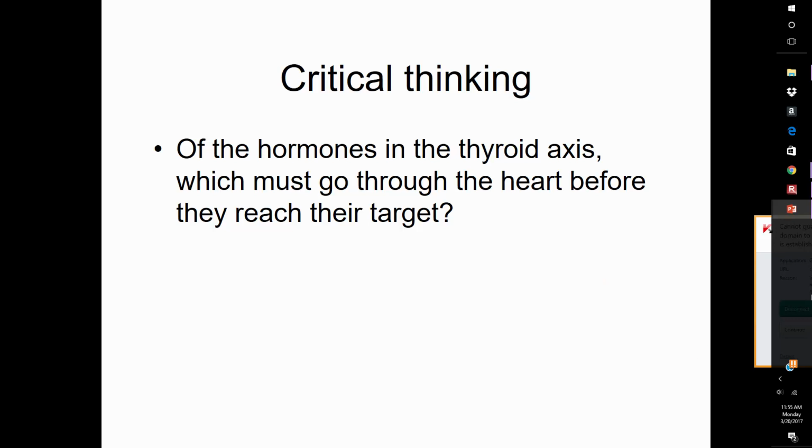So of the hormones in the thyroid axis, which must go through the heart before they reach their target? Well, TRH, how does it reach its target? It goes through the portal. And then we get TSH. Whoops. TSH.